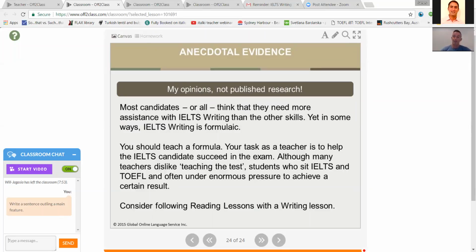As much as, of course, as a good teacher, you are not always going to teach the test, the reality is that students who are sitting IELTS and TOEFL and SAT, if you're teaching that, are under enormous pressure. They're under the pressure of gaining admission to a higher education institution. They're under the pressure to succeed for an immigration application, and they often have parental pressure as well, the younger IELTS candidates.